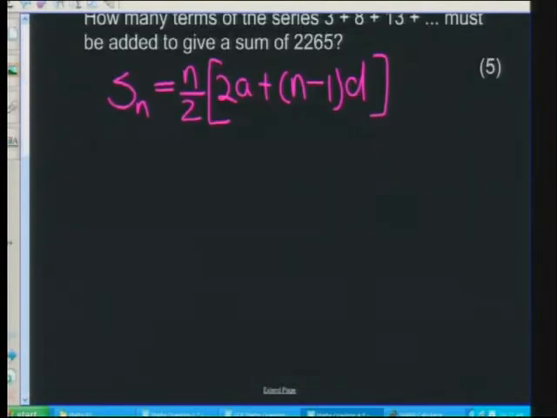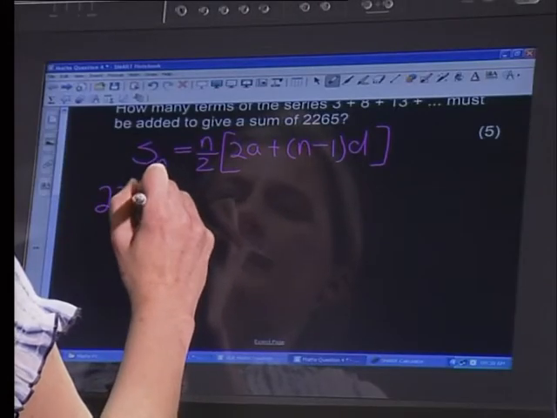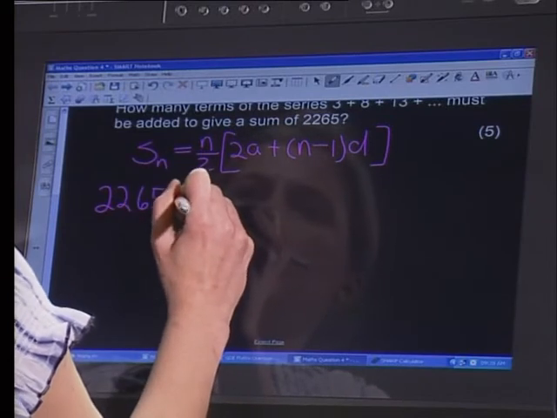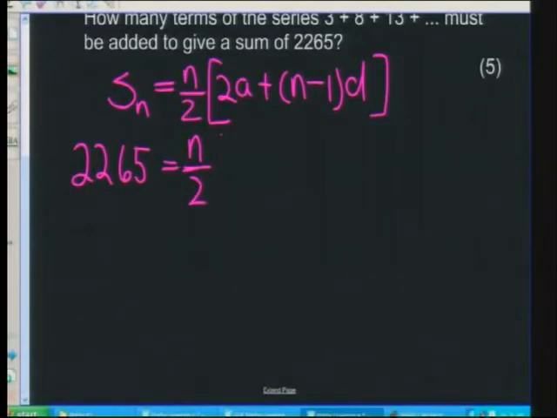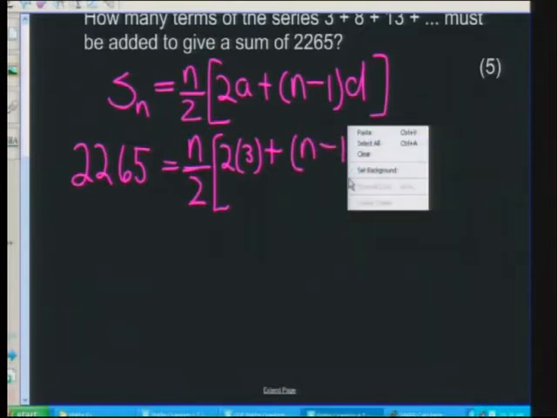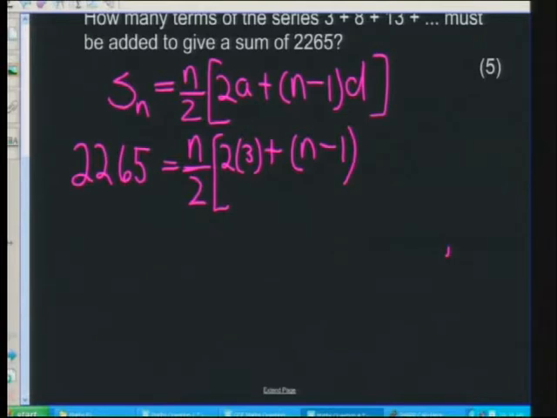Now, somehow I often find that people use 2,265 as the n. Guys, don't. That is the answer for the sum. We want to know how many terms do I have to keep on adding until eventually I get to 2,265. So how would we deal with this one? We're going to say 2,265 is equal to n, which is our unknown that we're trying to solve for, over 2, times 2 times a, which is 3, that's our first term, plus, again, n minus 1 multiplied by the common difference, and the common difference is 5.